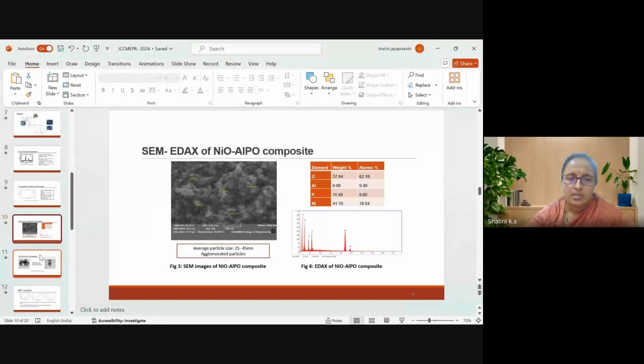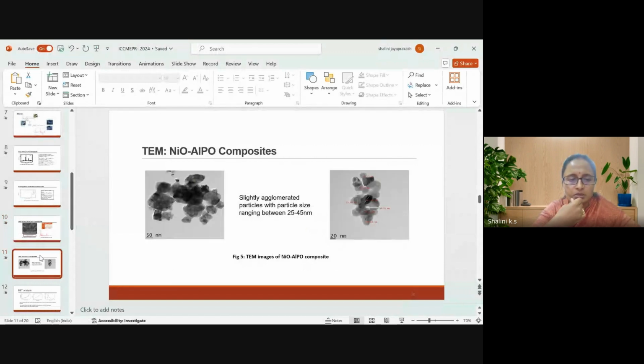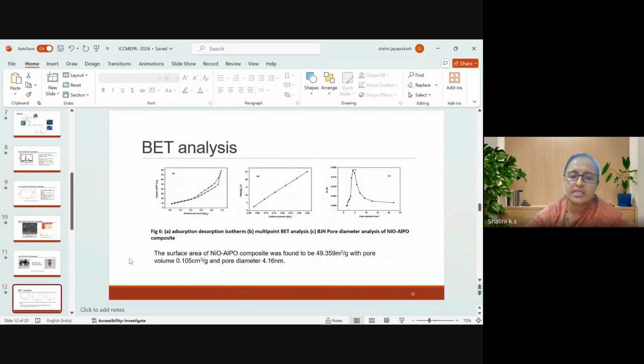Yes. So this is a TEM image of the nickel oxide aluminophosphate composite, where we can see that the particle size is somewhere around 25 to 45 nanometers. This shows that the agglomeration is not as severe; there are voids that we can see which can act as a catalytic site. BET analysis was done to analyze the surface area and pore diameter.